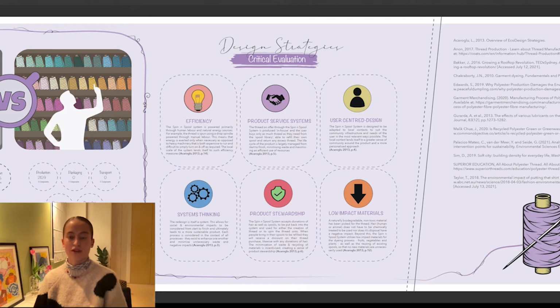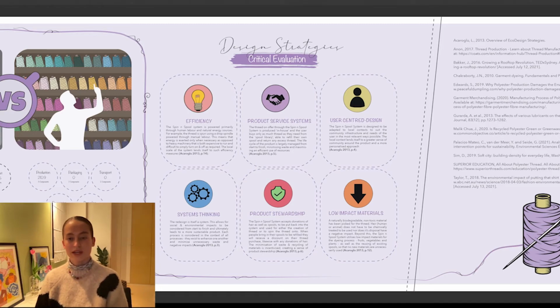The idea of a product-turned-service underpins our design. The thread is produced in-house and the user engages with a spool library, only purchasing as much as required, minimizing waste and allowing the life cycle of the thread to be largely managed from start to finish. This system can be adapted to local contexts to meet the needs of the user in the most relevant way possible. The user is also centered through the promotion of a sense of community and a more personalized approach.